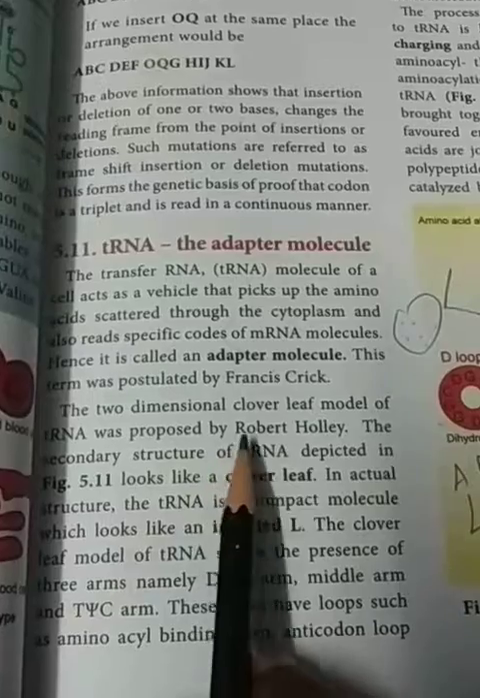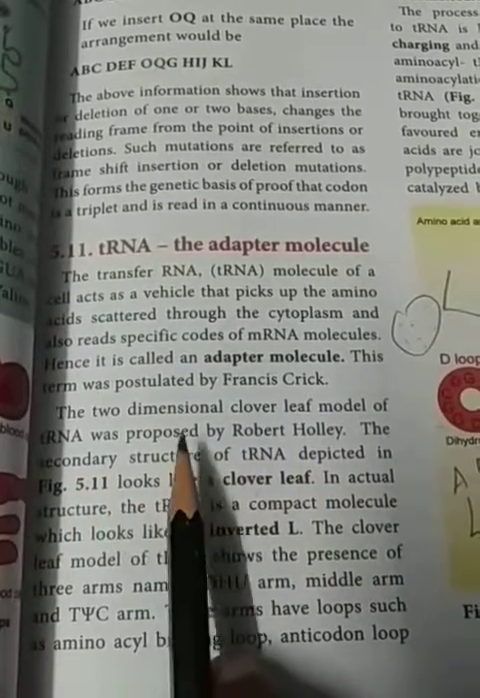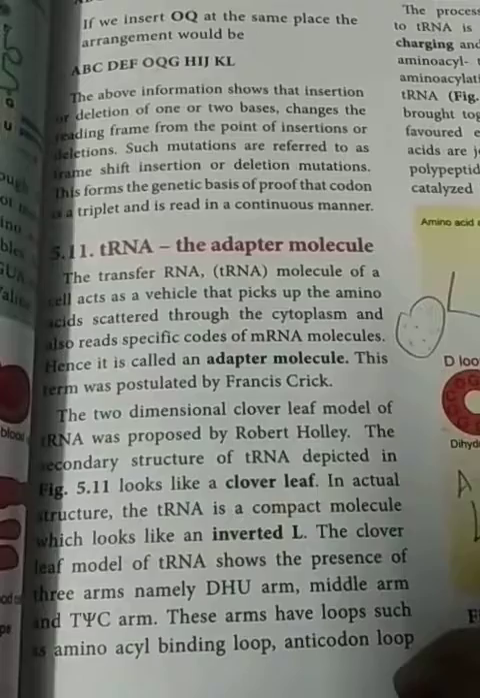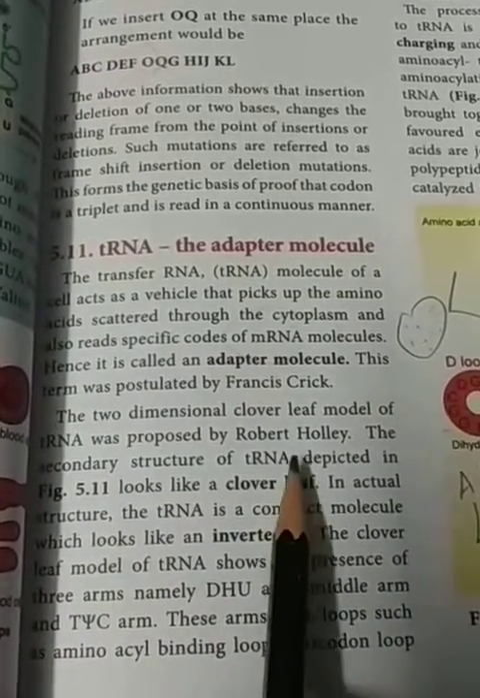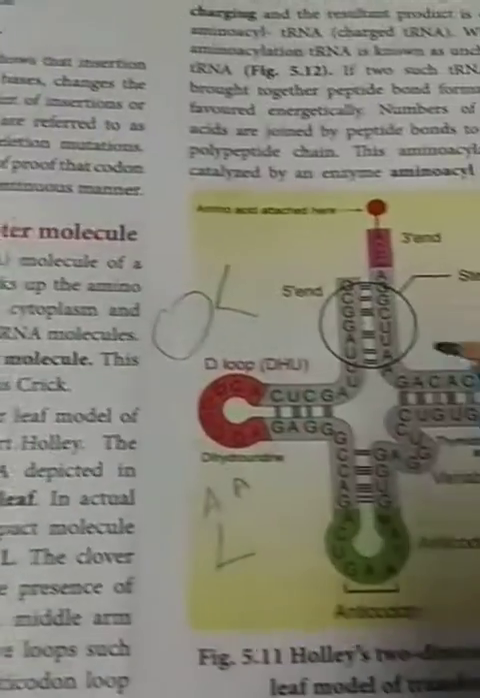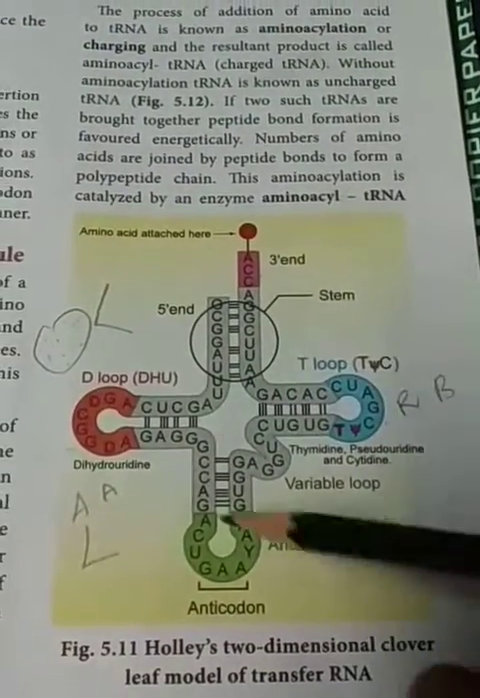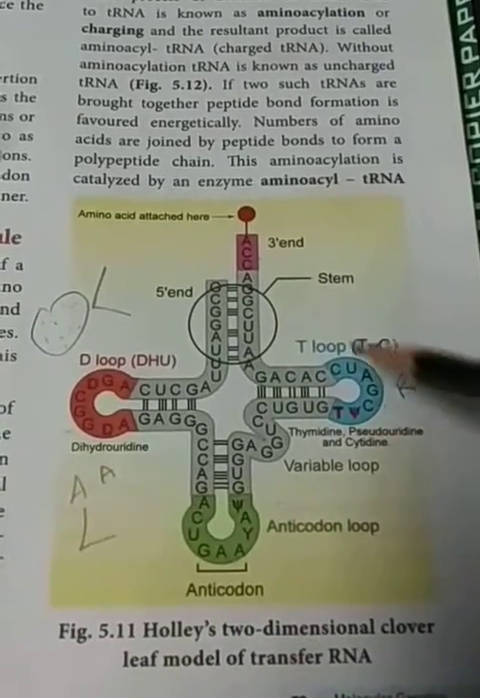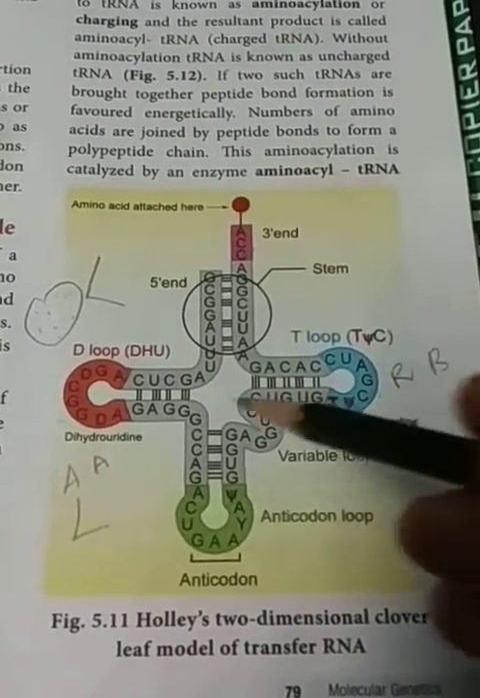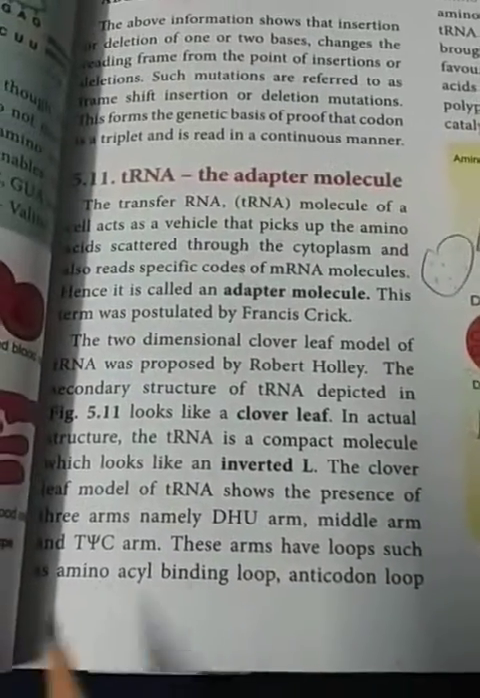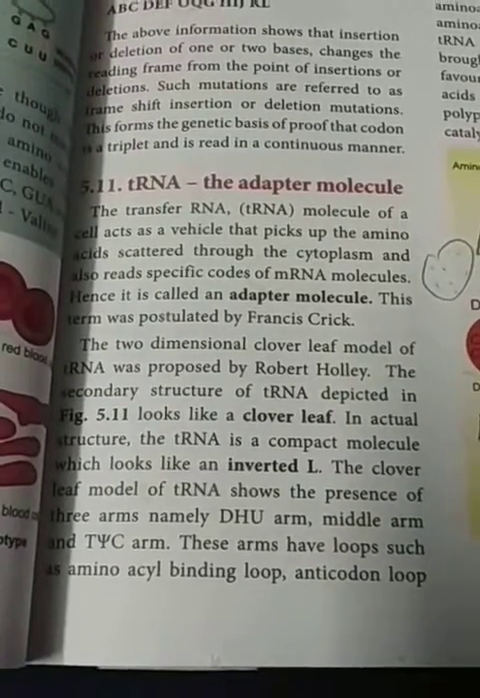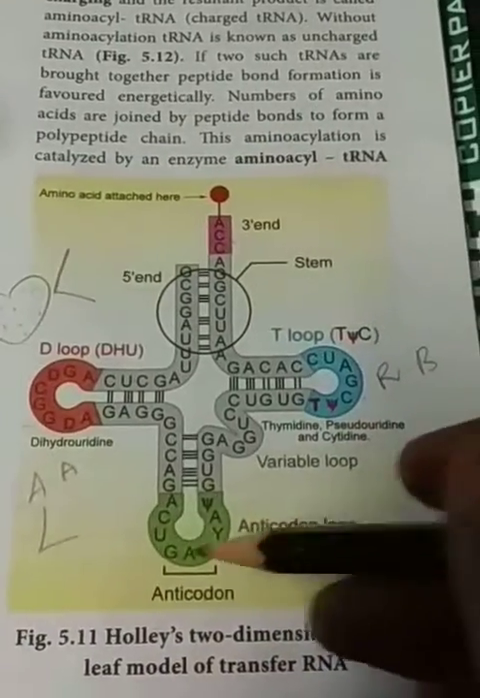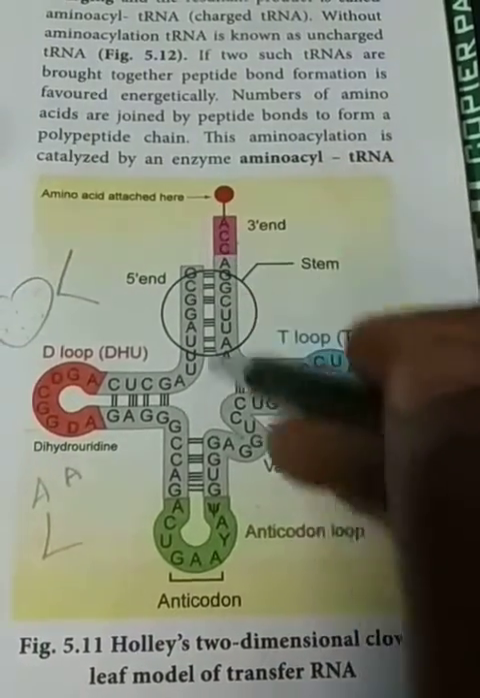Then the two-dimensional cloverleaf model of tRNA was proposed by Robert Holley. The cloverleaf model, a two-dimensional structure, was postulated by the scientist Robert Holley. Here is the modified secondary structure of the cloverleaf model of transfer RNA. The actual structure of this tRNA is compact, like an inverted L-shaped structure.